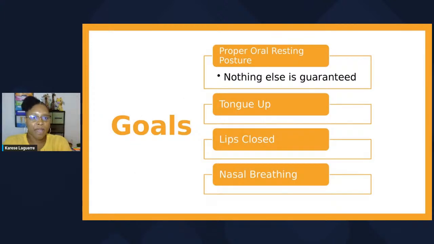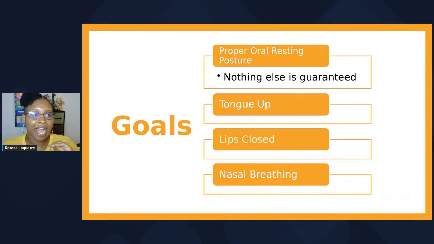So, what are our goals with myofunctional therapy? Our true goals, because we're not looking for palatal expansion. Honestly, that's a happy accident. I'm not looking to help you with anything else other than proper oral resting posture. And that needs to be the foundation. That needs to be the thing. If we are talking about anything else, it's a happy accident.